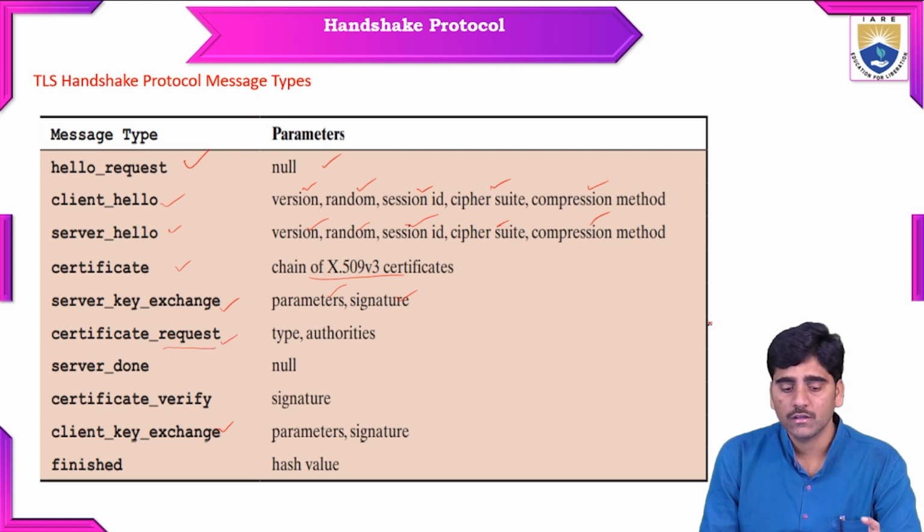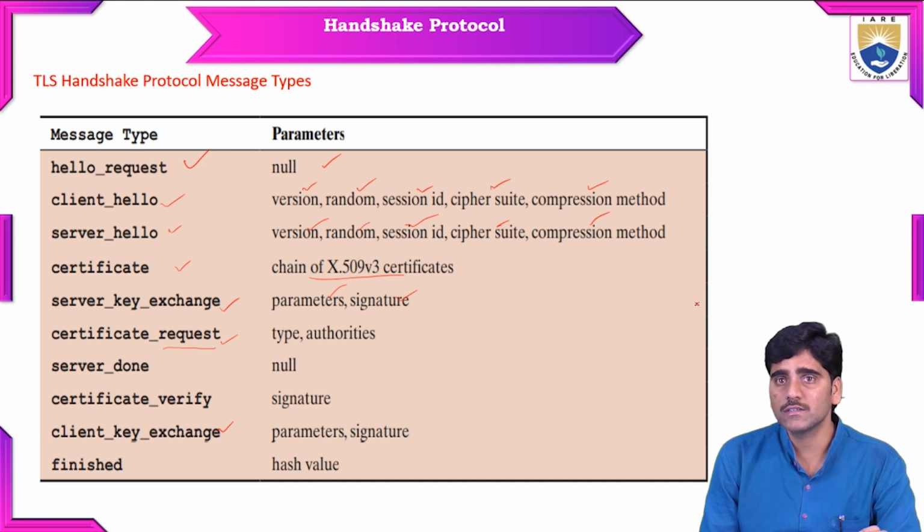The next, certificate request. Once the client and server connection is established, the server requests the client to show its certificate. If it is valid, then we maintain the communication. If the certificate is not valid, then we abort the connection. So like that, the server makes a certificate request to the client.